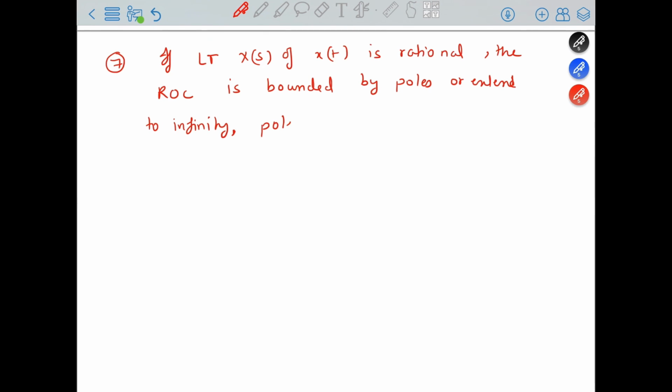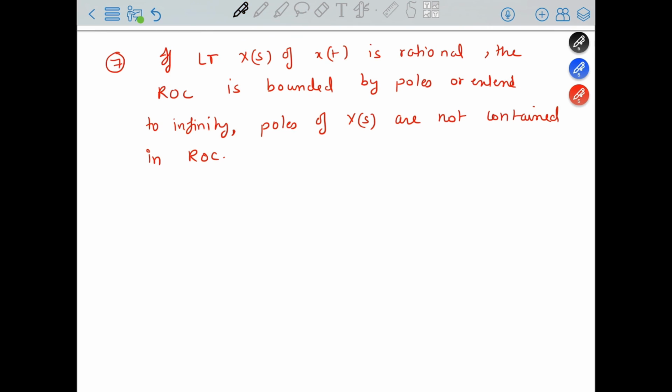So poles of X(s) are not contained in the ROC. So we are telling that if the Laplace transform X(s) of x(t) is rational, the ROC is bounded by poles or extends to infinity. So if we have two or three poles, either it can go from one pole to infinity, or it can be bounded within the poles, and we have to explicitly state that the poles are not contained in that ROC, because at poles we will get the non-convergent form of the Laplace transform. So the value is not defined.